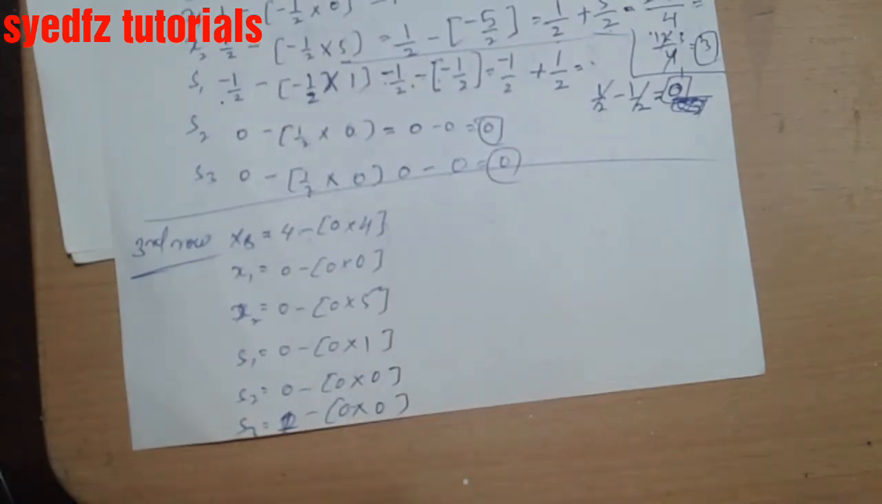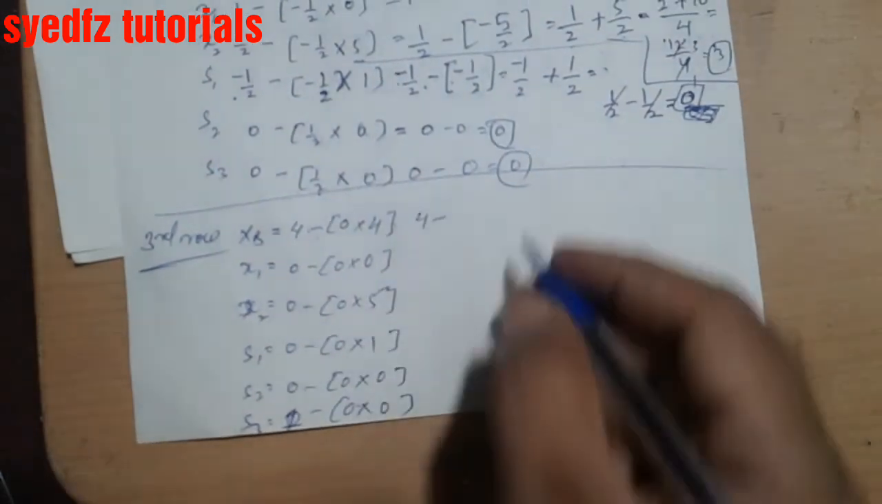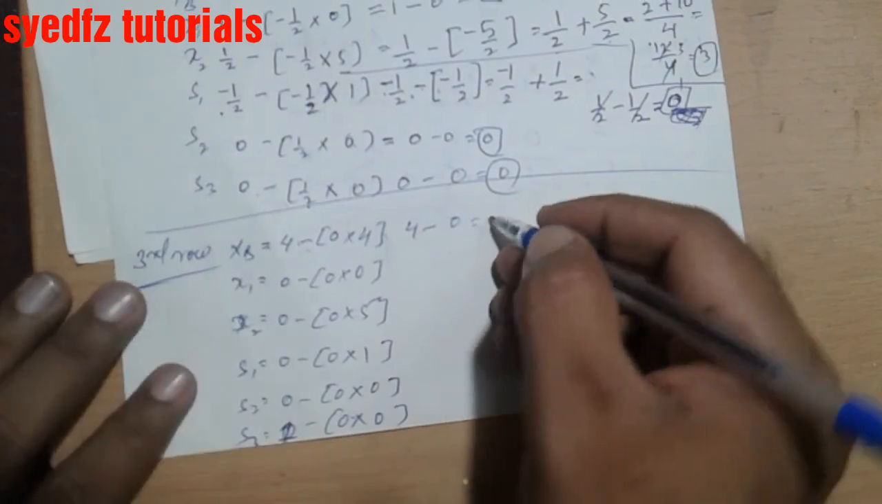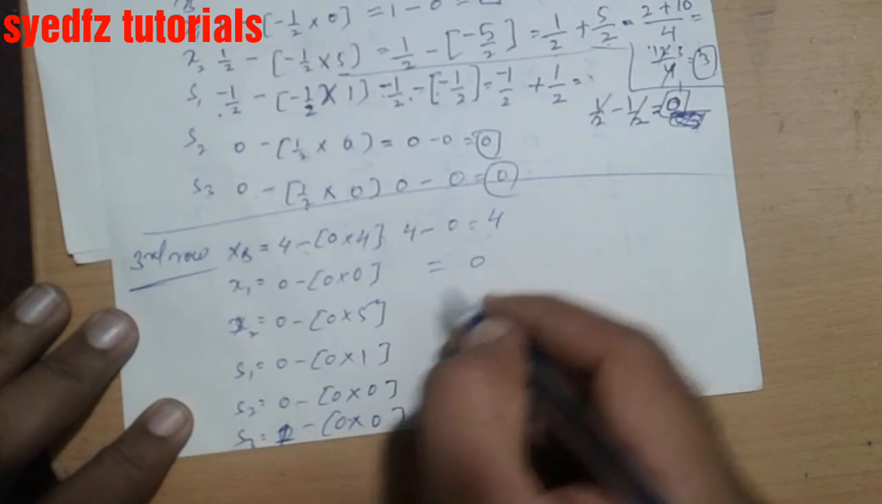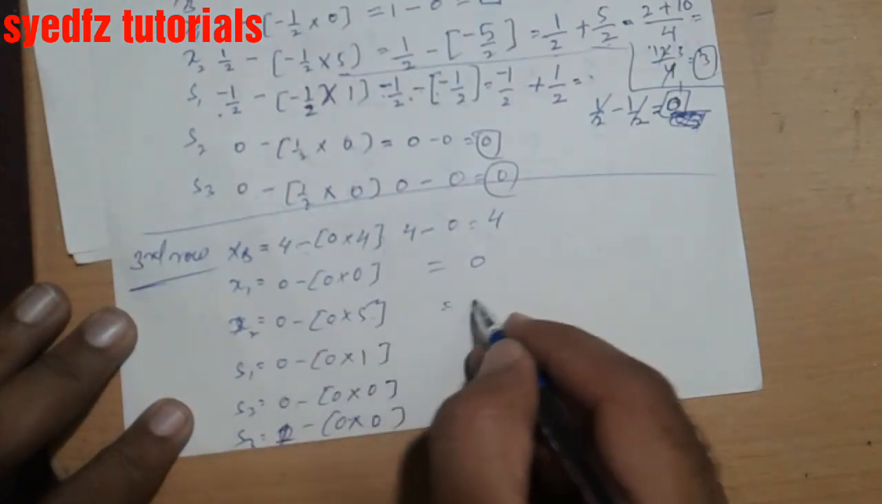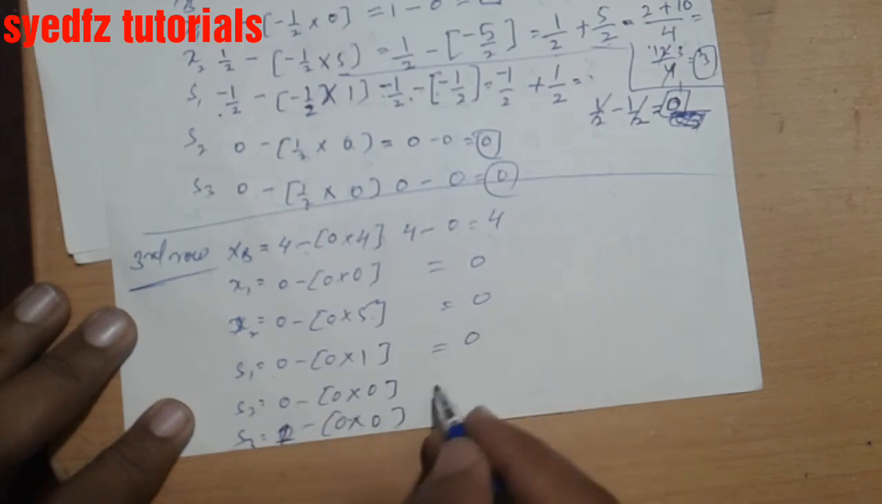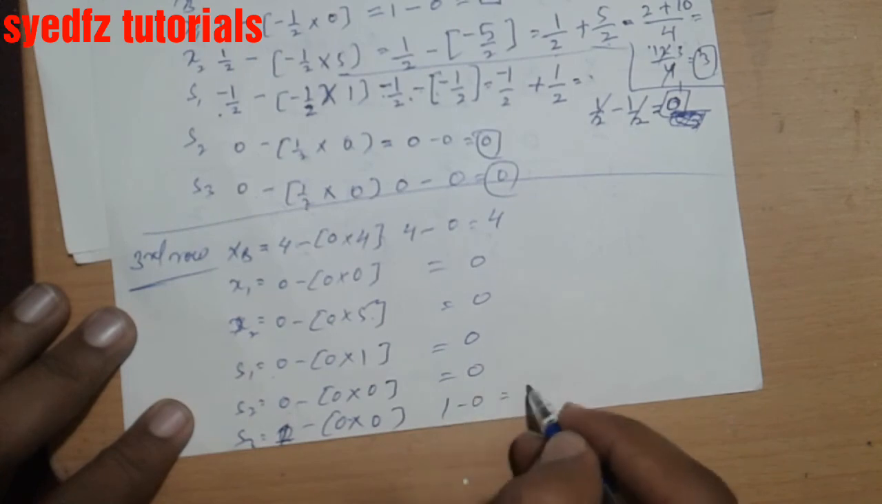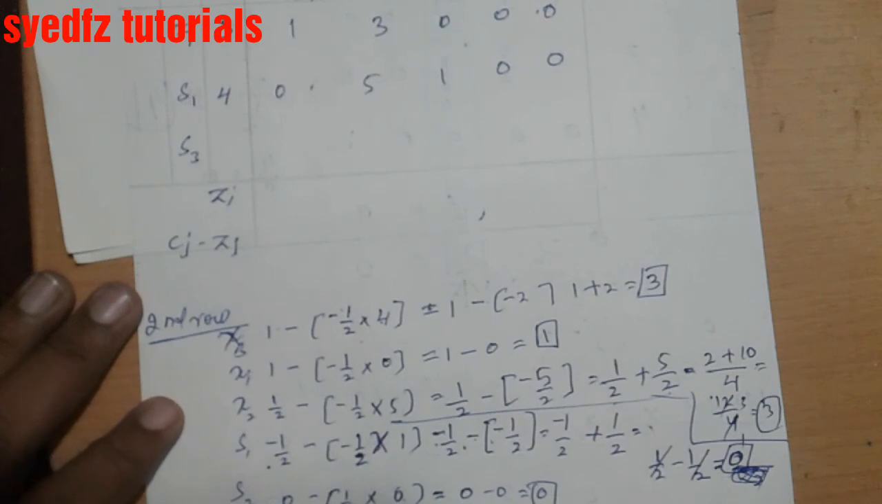Here 4 minus 0 into 4, 0, the answer is 4. This one is 0. 0 into 5, 0, the answer is 0. 0 and multiply 0, the answer is 0. 0. This here is a 1. 1 minus 0, the answer is 1. We got the same value.